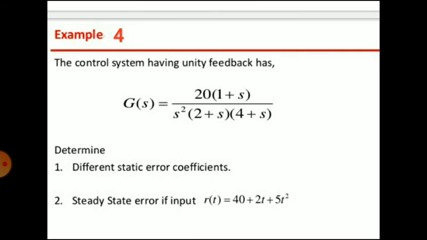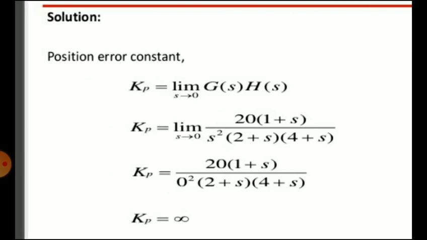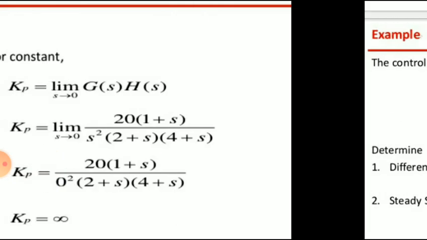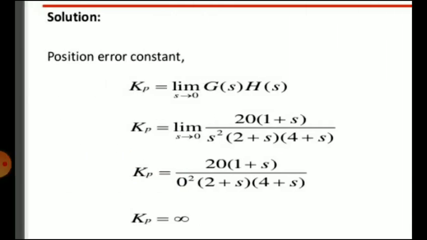So that is example 4, the control system having unity feedback. It is given G(s) equal to 20 into (1 + s) upon s square into (2 + s) into (4 + s). So determine the different static error coefficients and steady state error if the input is given as 40 + 2t + 5t square. So first of all, find out the position error coefficient Kp equal to limit s tends to 0 of G(s)H(s). H(s) is 1 because it is unity feedback.